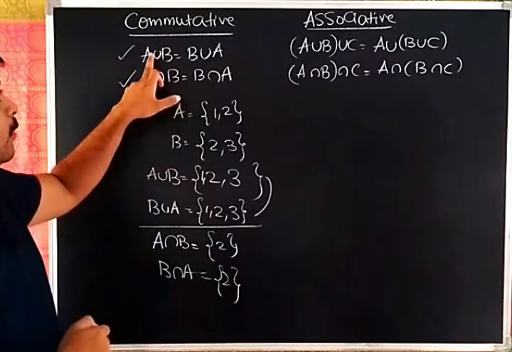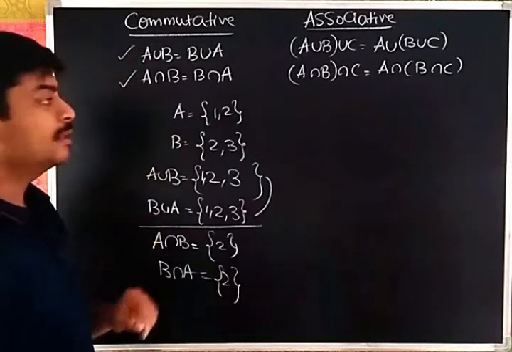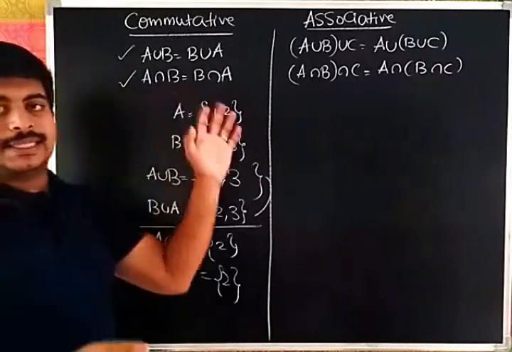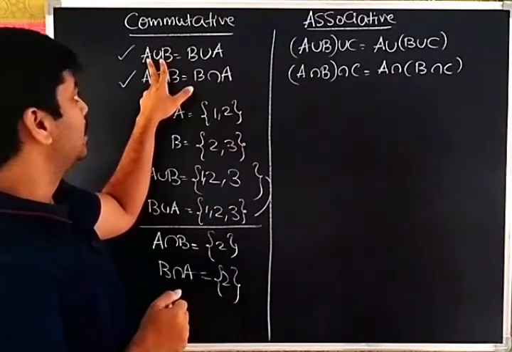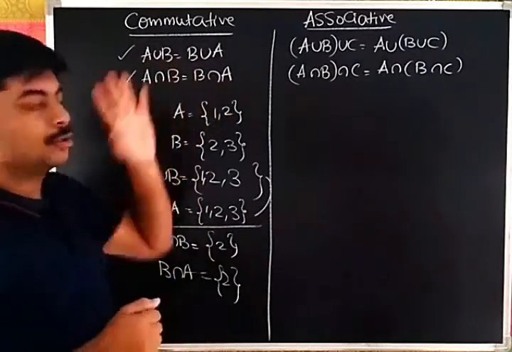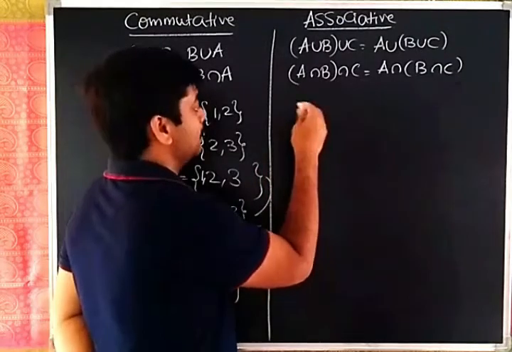This is commutative under union. This is commutative under intersection. The next one is associative law. What is the difference between these two? So this refers only with two elements. 1 plus 2 is equal to 2 plus 1. 1 into 2 is equal to 2 into 1. In that way. Associative is like with three numbers.